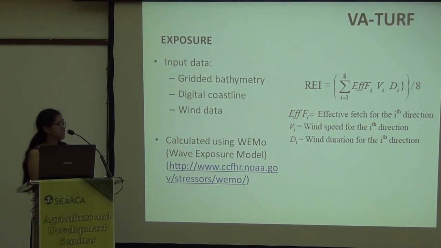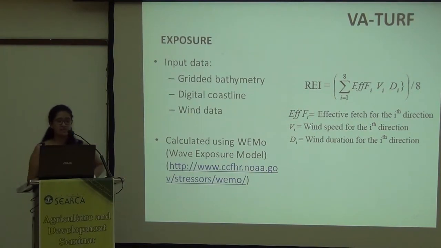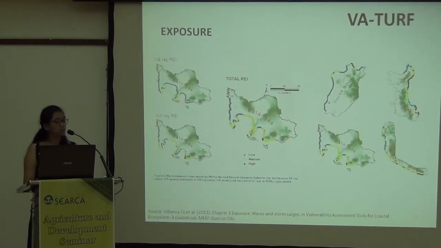But for this presentation, I asked them what are the important input data for the exposure. So they said that, yeah, we needed the bathymetry, the shoreline, and the wind data. And they calculated it using the wave exposure model. So one of the outputs of that model is this map. They combine the northeast range relative exposure and the southwest range to get the total relative exposure index. So we can see here that for Batangas coastline, there's a varying exposure relative to the whole province.